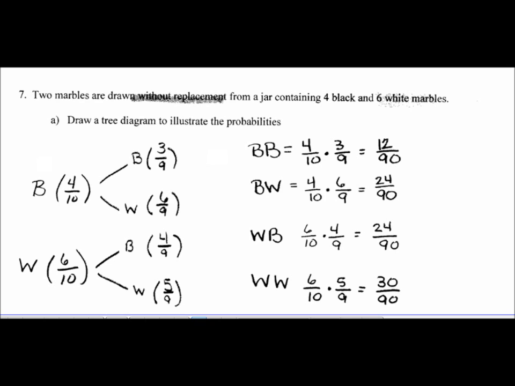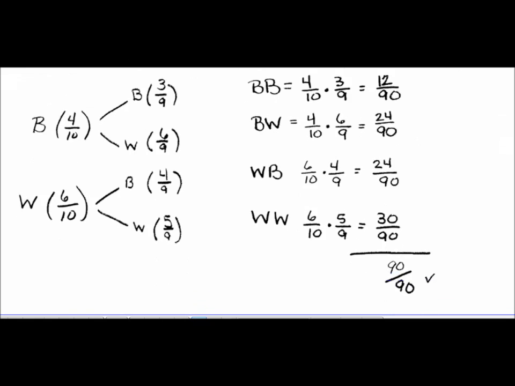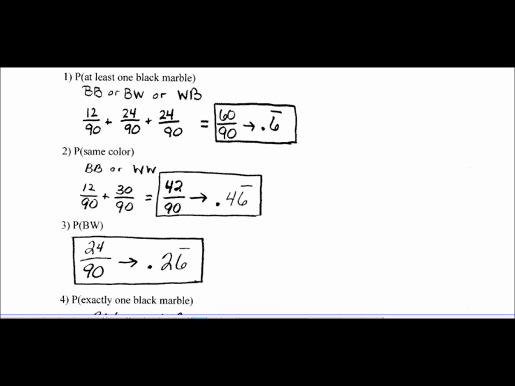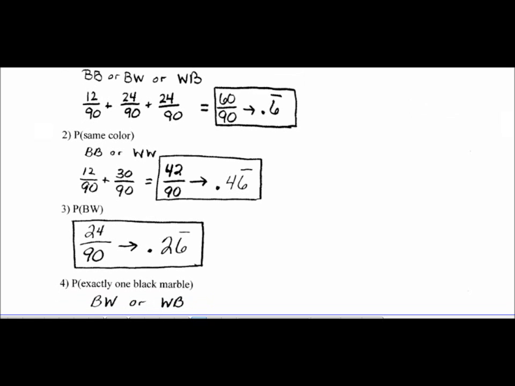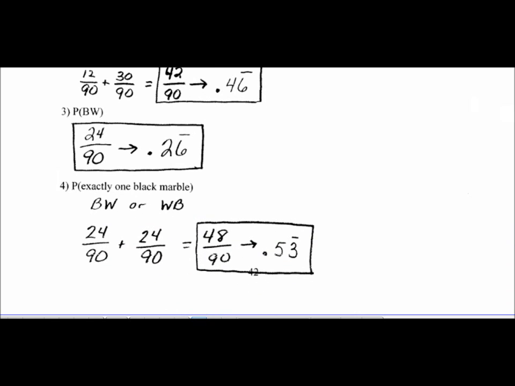Finally, we have two marbles drawn without replacement from a jar. This time we have black and white marbles. We have a tree diagram that shows us the related probabilities. And off to the right-hand side, we have our sample space. We use those to answer the questions that follow. Number one, at least one black. That's 60 out of 90. The probability that they're the same color, that happens with black, black, or white, white, 42 out of 90. Probability of black and white, 24 out of 90. Or the probability of exactly one black marble, black, white, or white, black.